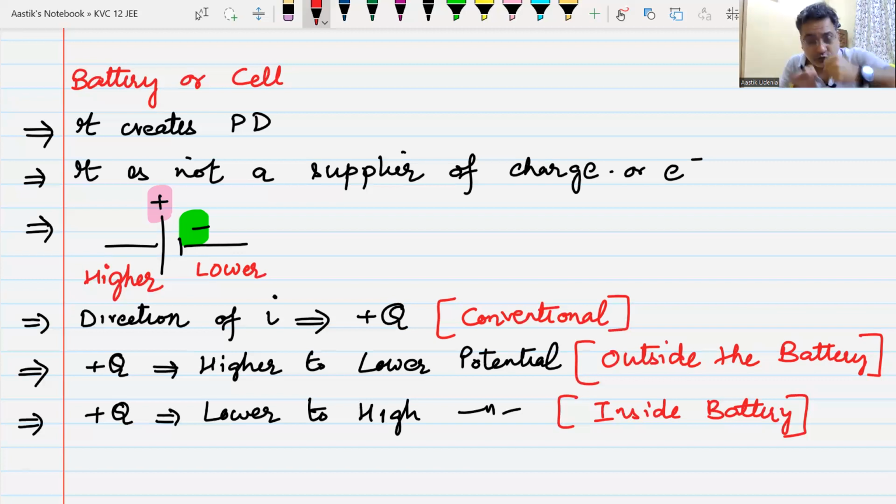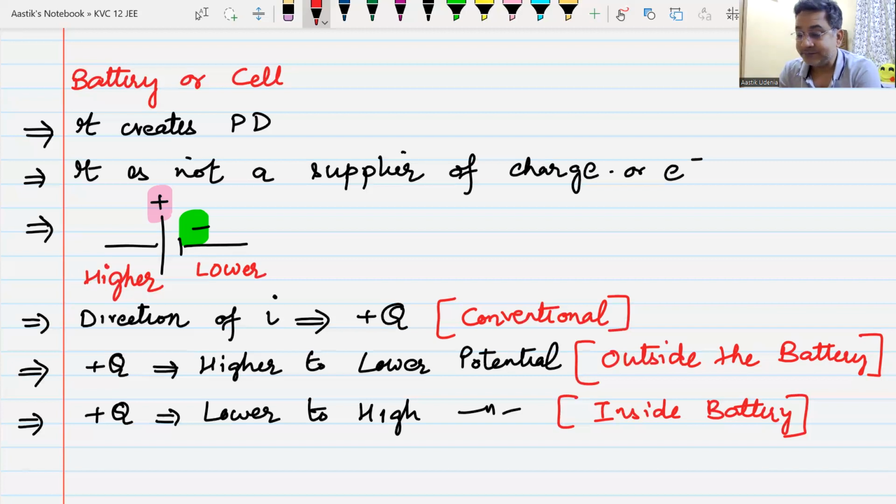Now, to make this positive charge go from lower potential to higher potential, what does the battery need to do? Chill. Okay, I am battery. Chill. You will go to higher potential. Does the battery chill? I am battery, I am chilling out, and the positive charges are automatically going from lower potential to higher potential? No. I am battery. I am doing my job.